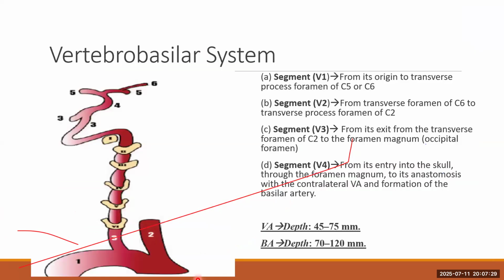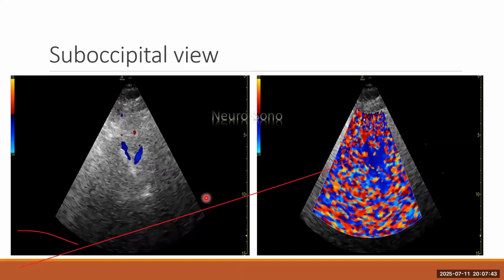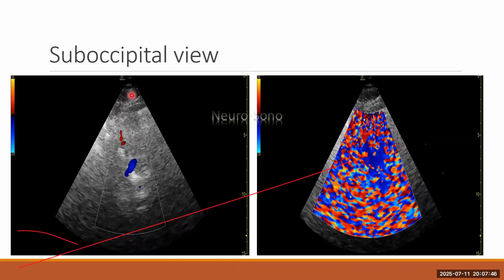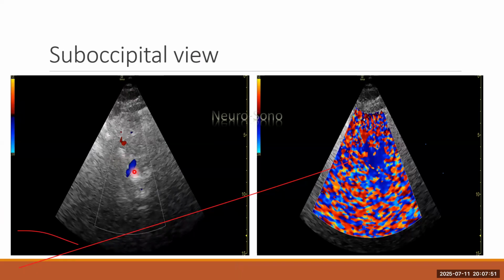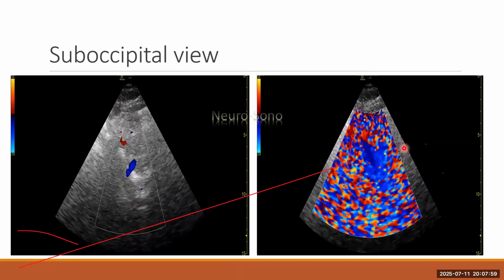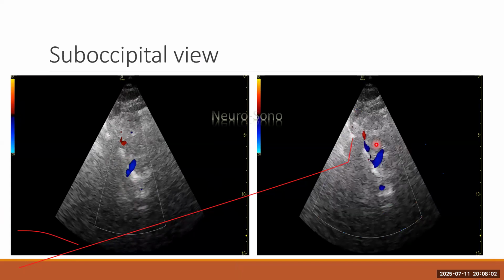Vertebral arteries are visualized at a depth of 4 to 8 centimeters, or 40 to 80 millimeters, and the basilar artery is always visualized beyond 80 millimeters. This is one of the images of the suboccipital view, where we can see the foramen magnum and the two vertebrals joining to form the basilar artery at approximately 8 centimeters. Beyond this is the basilar artery. Here we can also see the anterior spinal and the PICAs arising from the ipsilateral vertebrals.